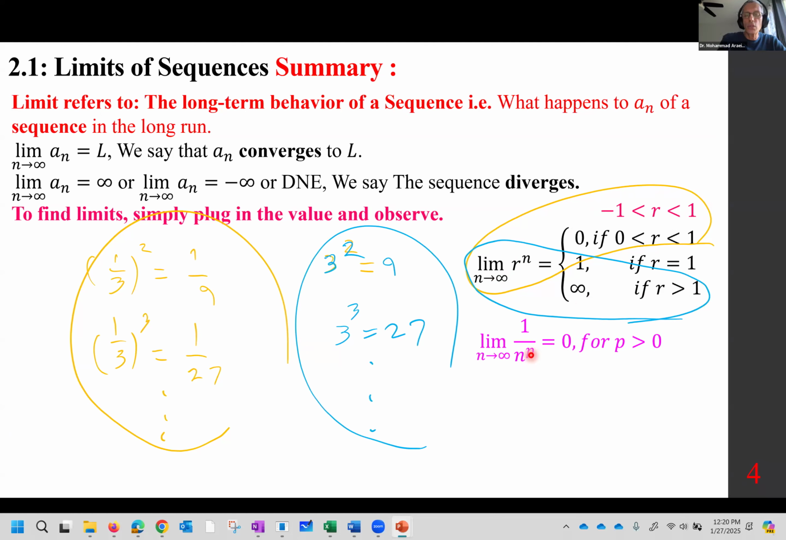The limit of 1 over n to the power of p as n approaches infinity is 0, where p is positive. Remember, if p is negative, it comes up, becomes negative. That's why we keep it as positive. And what this means, if you're dividing a number by a number that is getting larger and larger and larger, the fraction is getting closer and closer to 0. That's the meaning.